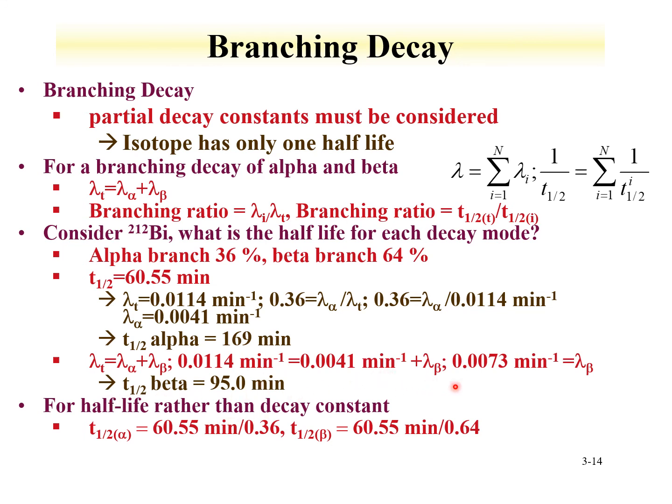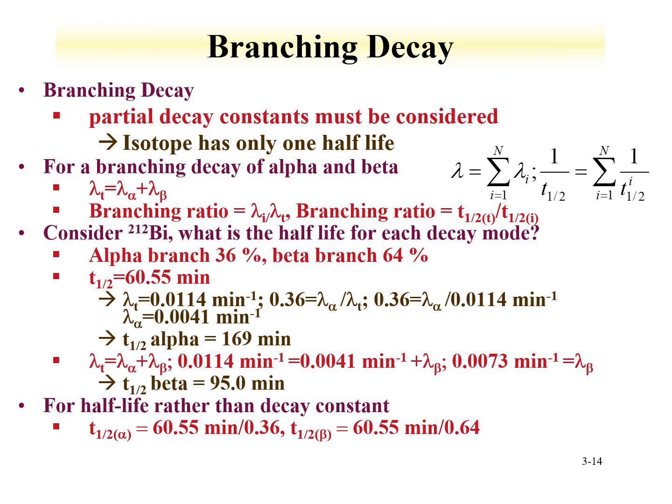We do the same thing for the beta decay, and we see that its value is about 95 minutes. We could calculate the half-life directly using this ratio. If I know that the total half-life is 60 minutes, the alpha half-life is equal to the total half-life divided by the branching ratio. Same thing for the beta: total half-life divided by the branching ratio.